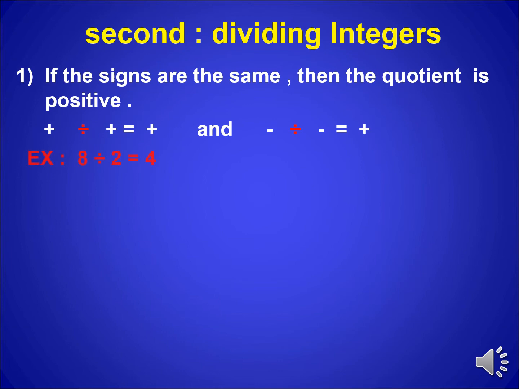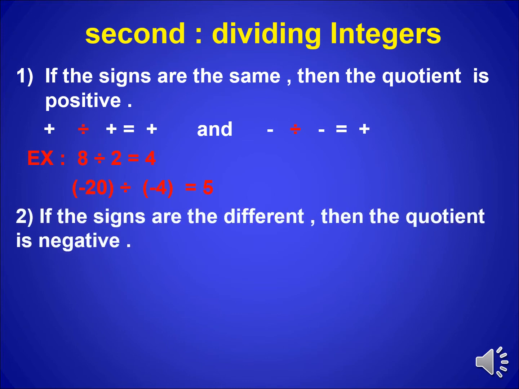As an example, 8 divided by 2 equals 4. Positive divided by positive equals positive, and 8 divided by 2 equals 4. And if I have negative 20 divided by negative 4, that means I have negative divided by negative equals positive, and 20 divided by 4 equals 5.